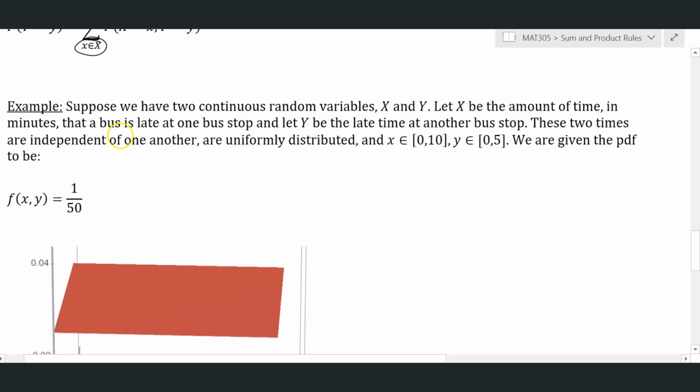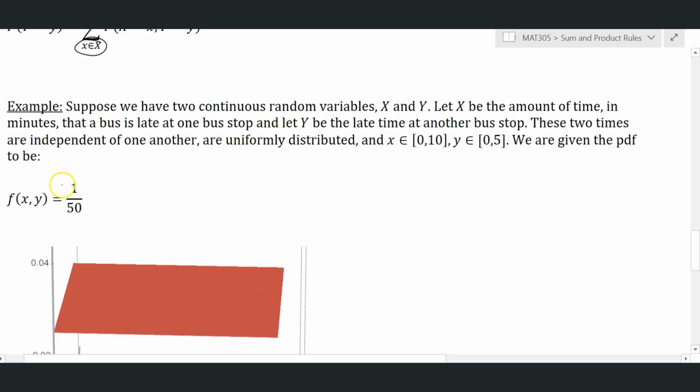So here's a situation where our 2 random variables are actually continuous, and we'll say that x and y are the amounts of time in minutes that a bus is late at one bus stop, and at some independent other bus stop, respectively. And we're going to say that these are uniformly distributed, meaning that the first bus is going to arrive anywhere between 0 and 10 minutes late. There's an equal likelihood. It's not more likely to show up 10 minutes late than it is 0 minutes late. And for bus 2, that bus 100% of the time will show up somewhere between 0 and 5 minutes late.